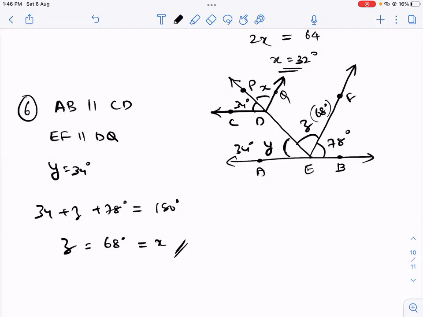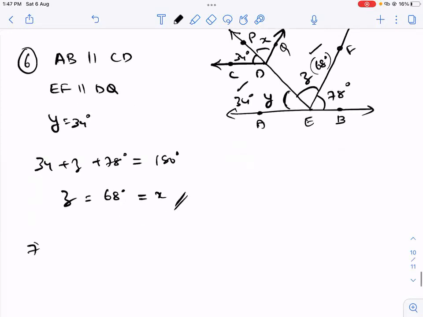But they told AED is 34, okay. BEF is 68, okay. And what else did they ask? PDQ. That is also 68, yes.